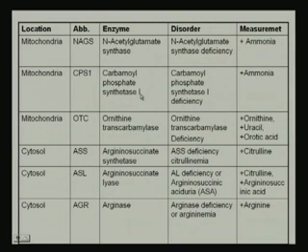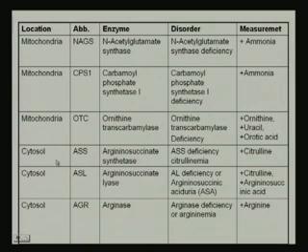Carbamoyl phosphate synthase 1: if this particular enzyme is not there, then it is called carbamoyl phosphate synthase 1 deficiency, and here also the ammonia concentration goes up. Ornithine transcarbamylase is another enzyme, and if the disorder is there, then we call it ornithine transcarbamylase deficiency, and it results in a higher concentration of ornithine, urea, and orotic acid in the blood.